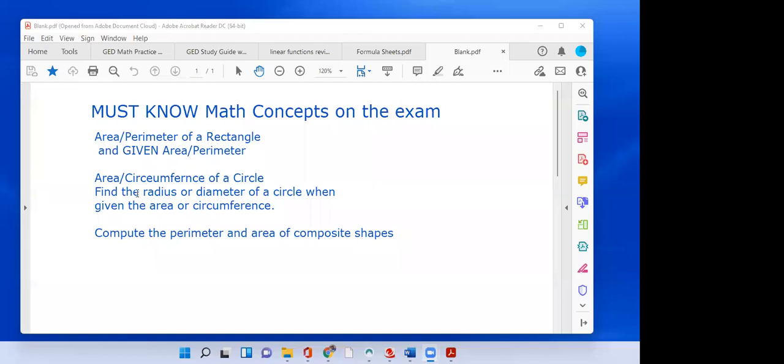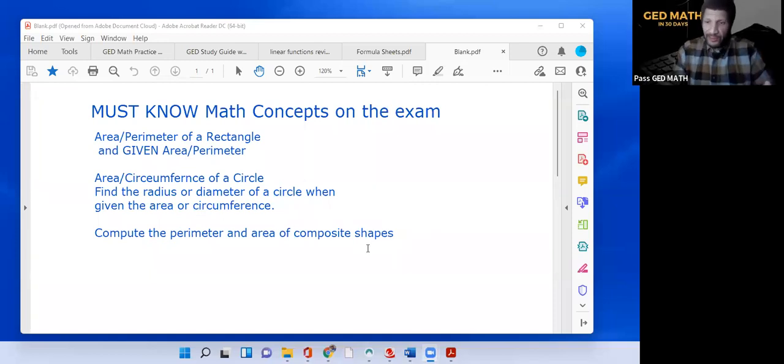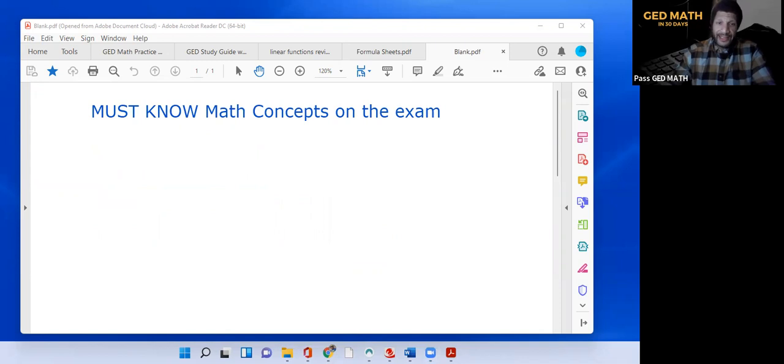Okay, so these are guaranteed. You're going to have these. Let me save that and clear this out of the way. The next thing that's guaranteed on your exam.